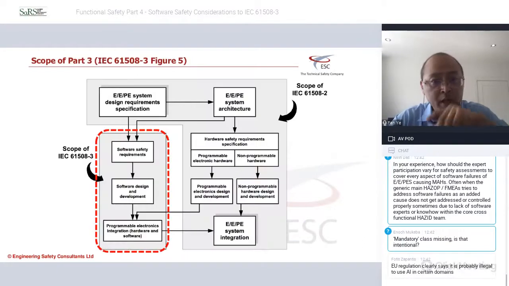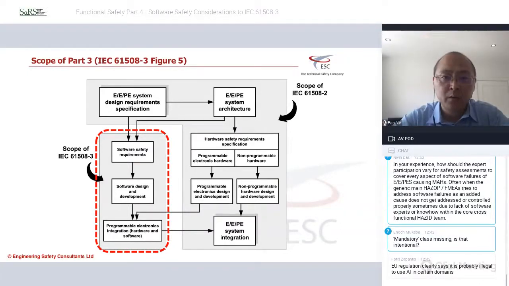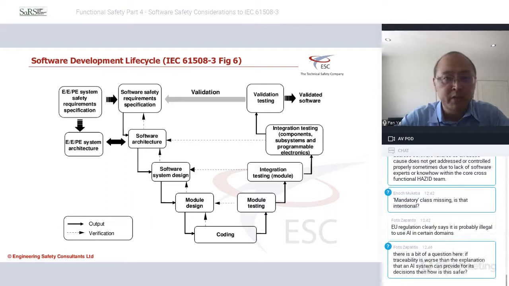When we look even closer in part 3, that's the diagram showing the relationship between software scope and hardware scope. On the software scope, we start from the EEP system design requirements. We derive our software safety requirements, move on to the software design and development, then we integrate that onto the hardware system to achieve the final finished product, the integrated safety-related system.